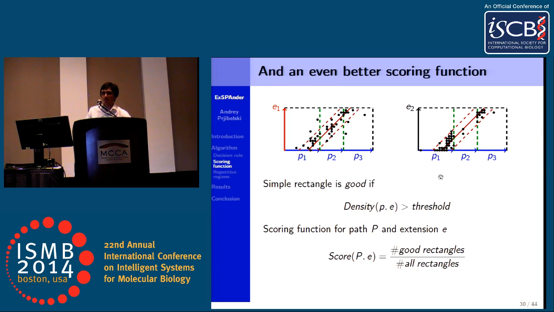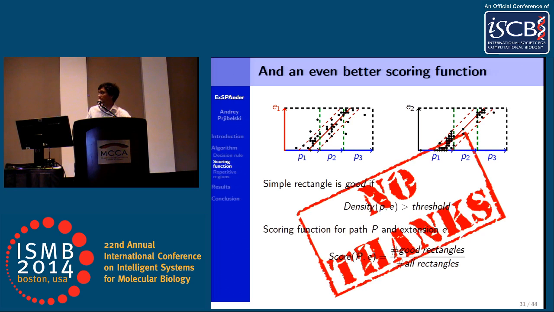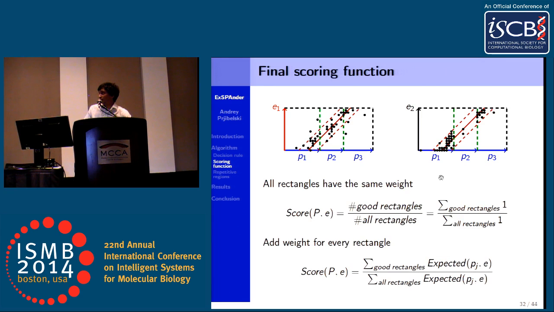But as you remember, edges have different lengths, and thus rectangles have different sizes. And it's not good to assign an equal weight to all of them. So let's try something more intelligent. Instead of assigning an equal weight for each rectangle, we will assign different weights. And we have such a function, the expected number of read pairs. So the final scoring function will be just the number of expected read pairs in good rectangles divided by the total number of expected read pairs.